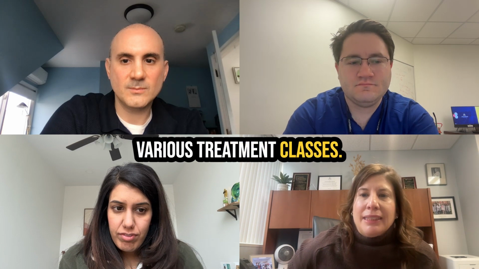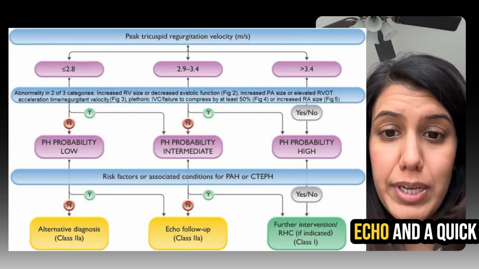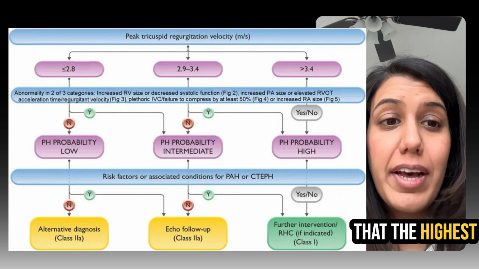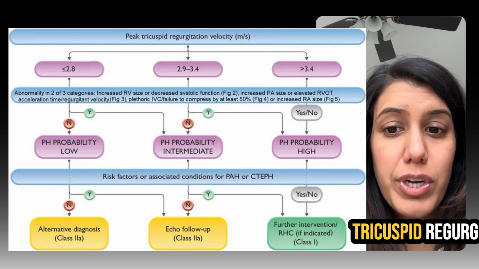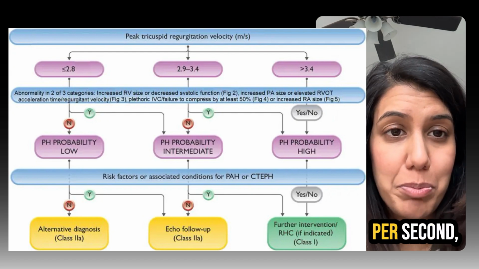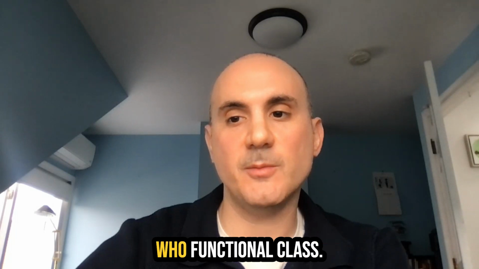various treatment classes. Then you mentioned that her PCP referred her for an abnormal echo. And a quick reminder for all our learners, as we discussed in episode 1, that the highest yield finding on the echo was really the tricuspid regurgitant jet velocity with a value greater than 2.8 meters per second, suggesting pulmonary hypertension.